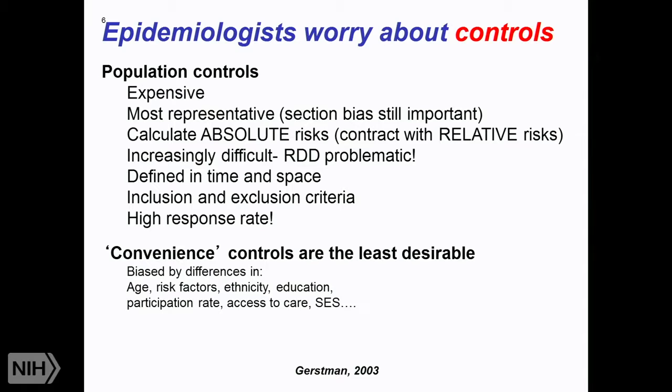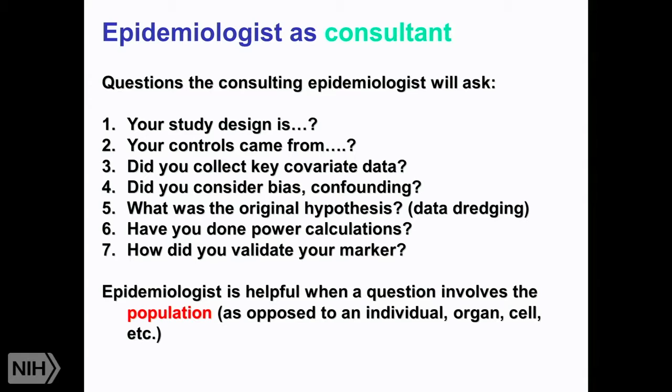And I mentioned to you already that convenience controls are the least desirable. So if you seek an epidemiologist as a consultant because you want to do a study, the kinds of questions they're going to ask you: what's your study design? Where did you get your controls? Did you collect key covariates so you can take into account confounding and determine if your case and control populations are similar? Did you consider bias? What was your original hypothesis? And now that you have your data, are you looking at other hypotheses? If so, you really should be considering multiple comparisons in your statistical approach. Have you done power calculations so you know what kind of effect your study size permits you to detect? And what kind of validation did you do if you did biomarkers?